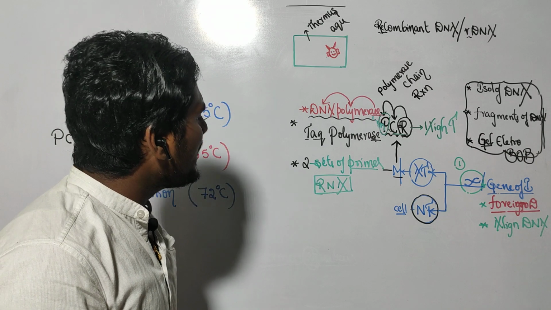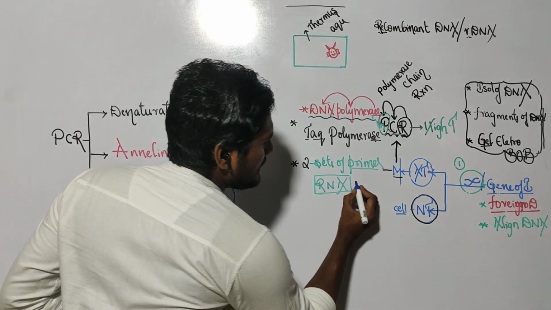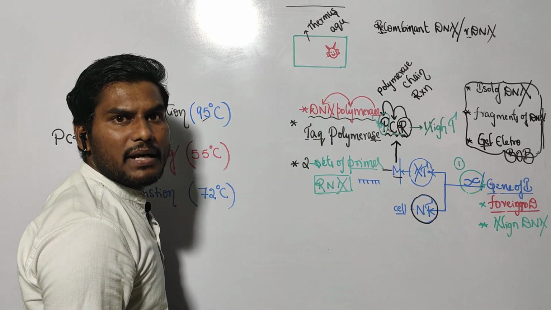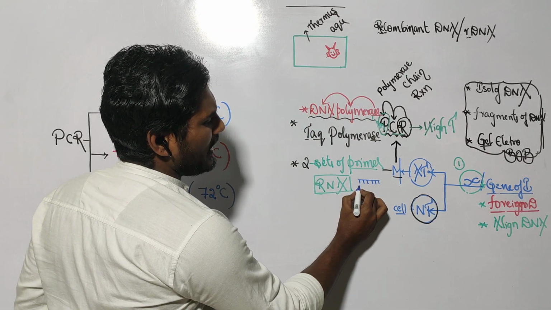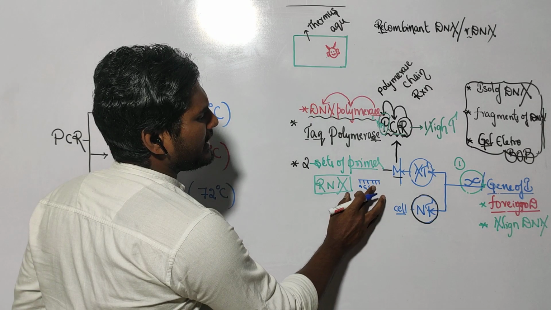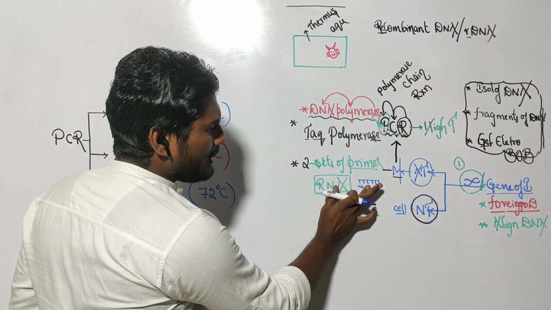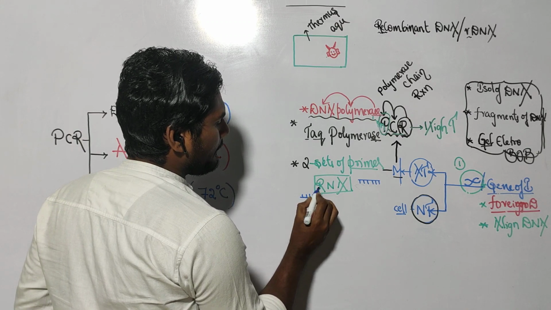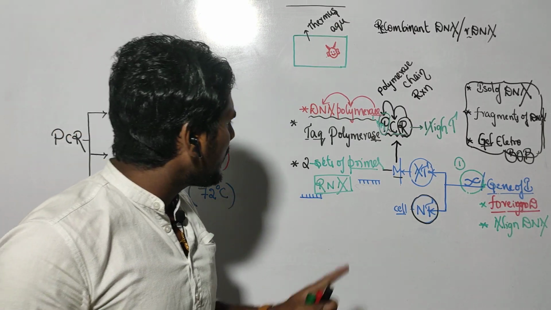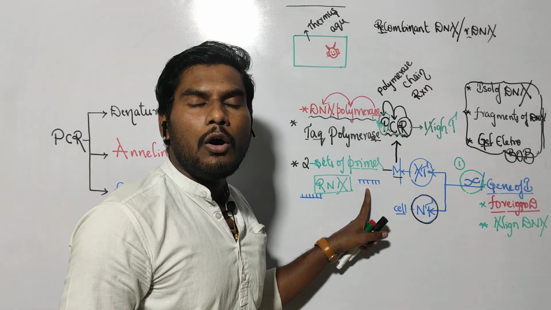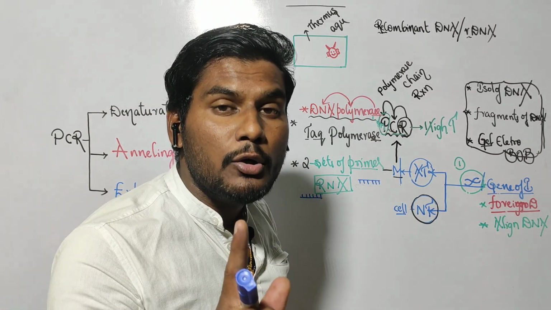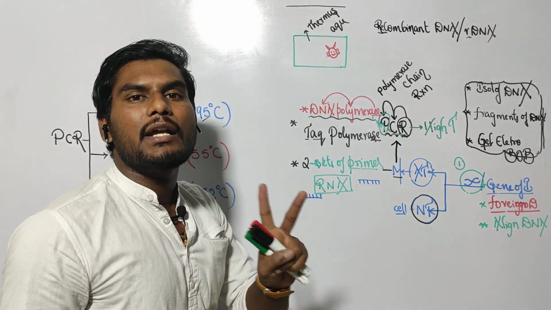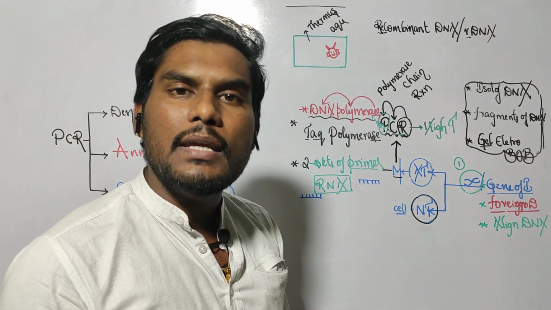So let me represent the two sets of primer. For example, this is RNA primer number 1, which has nitrogen bases. You can write anything, adenine, guanine, cytosine. This is set number 1, and we require one more set. This is another RNA primer. You remember, primer means nothing but oligonucleotide. Which oligonucleotide, DNA or RNA? RNA. Two sets of primer are required.